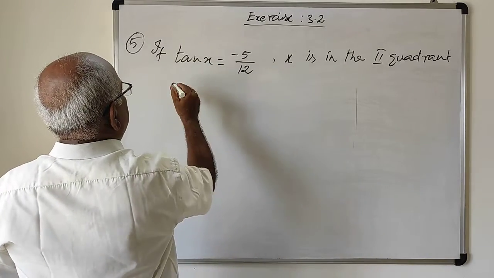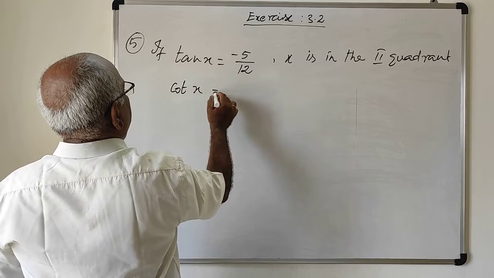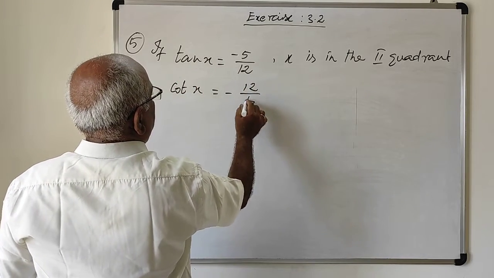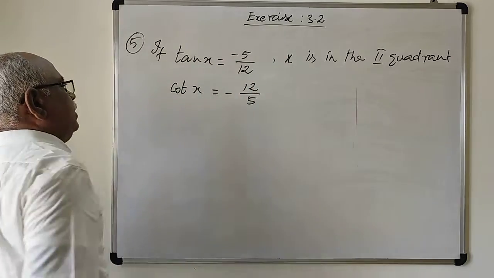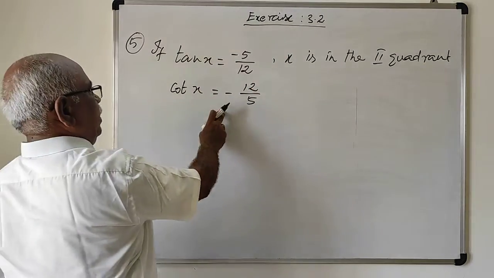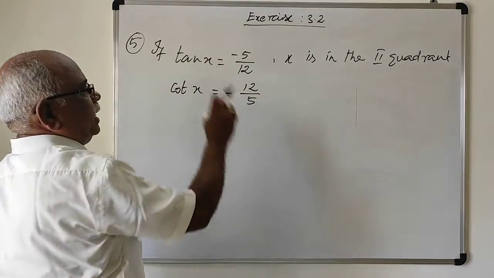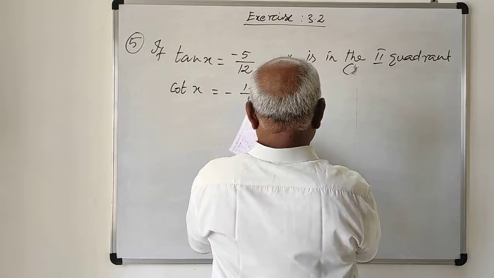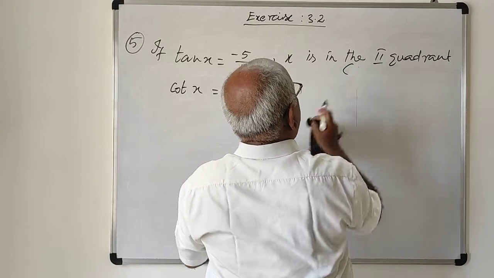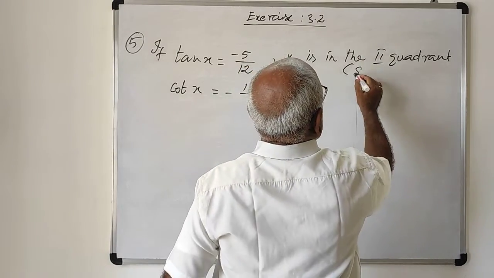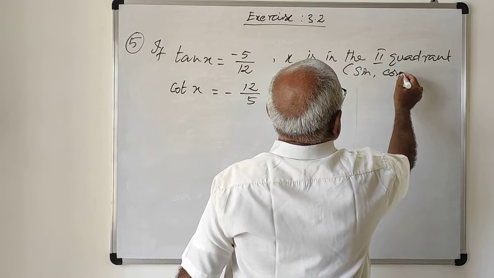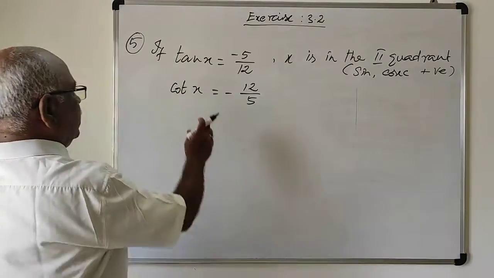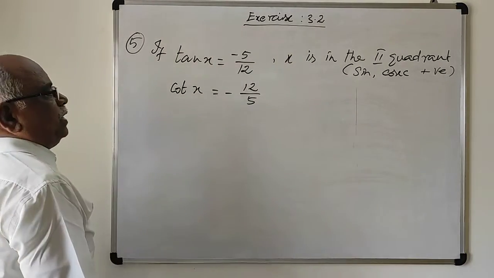From this, we can immediately find cot x, the reciprocal of tan x, which is minus 12 by 5. Tan x is minus 5 by 12, so cot x is minus 12 by 5, because in the second quadrant cot is also negative. In the second quadrant, sine and cosecant are positive. Therefore, cot x is negative, the reciprocal of tan, minus 12 by 5.